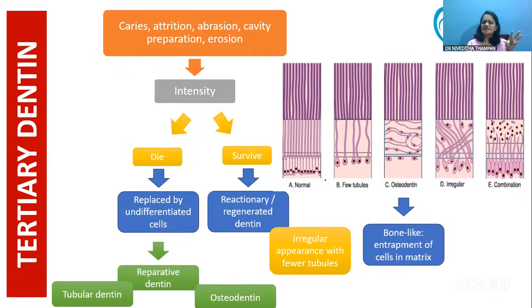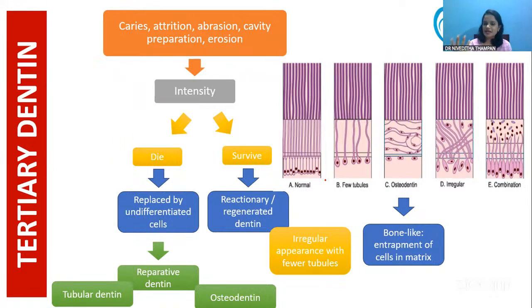If the intensity is very high, these odontoblasts die. So they will be replaced by the undifferentiated cells from the cell-rich zone of the pulp, and these cells get differentiated and form new odontoblasts, and they will form reparative dentine. But in the case of reactionary dentine, because of the insult, the cells are not dying. They can survive. These odontoblasts are strong enough to survive.